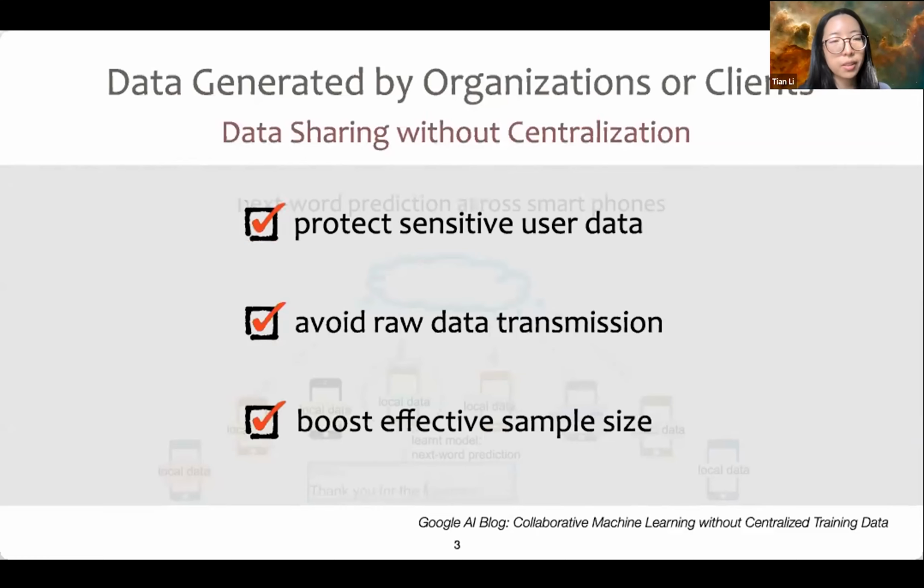So one critical learning framework that supports data sharing is federated learning. And it has been deployed by a number of service providers and real-world applications in different areas. And of course, including those empowered by Flower.